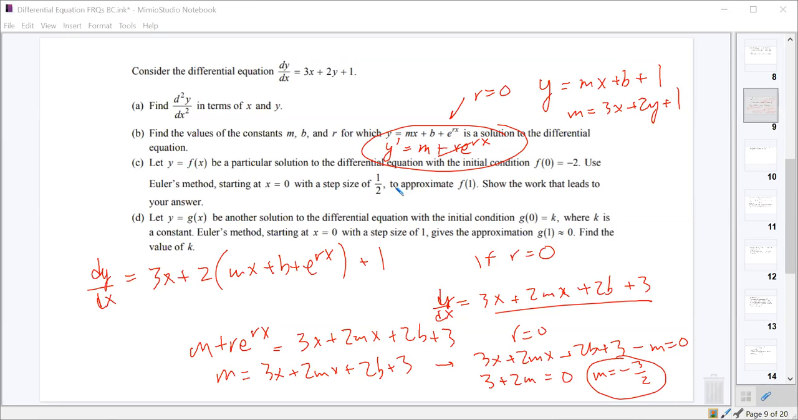And then if m is negative 3/2, we should be able to go back in here to this one. So let's say r is 0, m is negative 3/2, and then we had 2b plus 3 minus m equals 0. So minus m ought to be plus 3/2. And so we'll end up with, what does that come out to be? 9/2. So negative 9/4 it looks like for b.